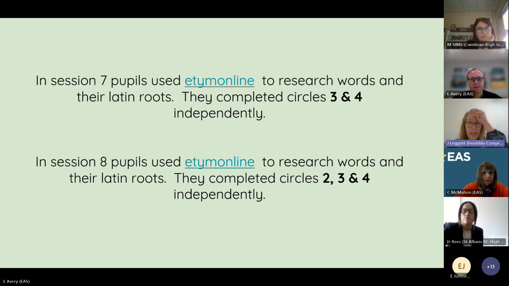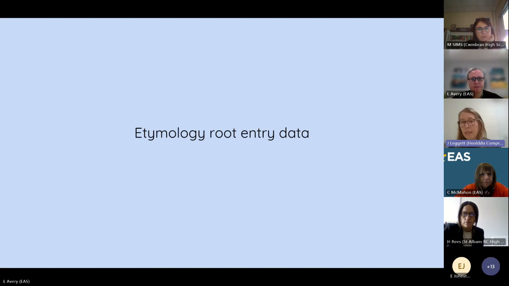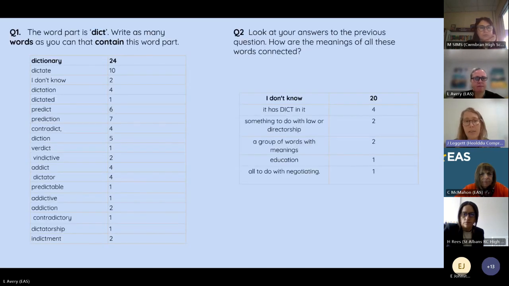So then in terms of impact, I had the entry data. So for question 1 on dict, I've made this, this is all the results, but I basically bolded the key ones you need to look at. So this is the entry data. So for dict, in my class, 24 were saying dictionary and then a smattering of other words, but not much range. In question 2, how are they connected? Well, 20 of them just went, I don't know. They've got no idea for the words they put, no idea how they're linked at all.